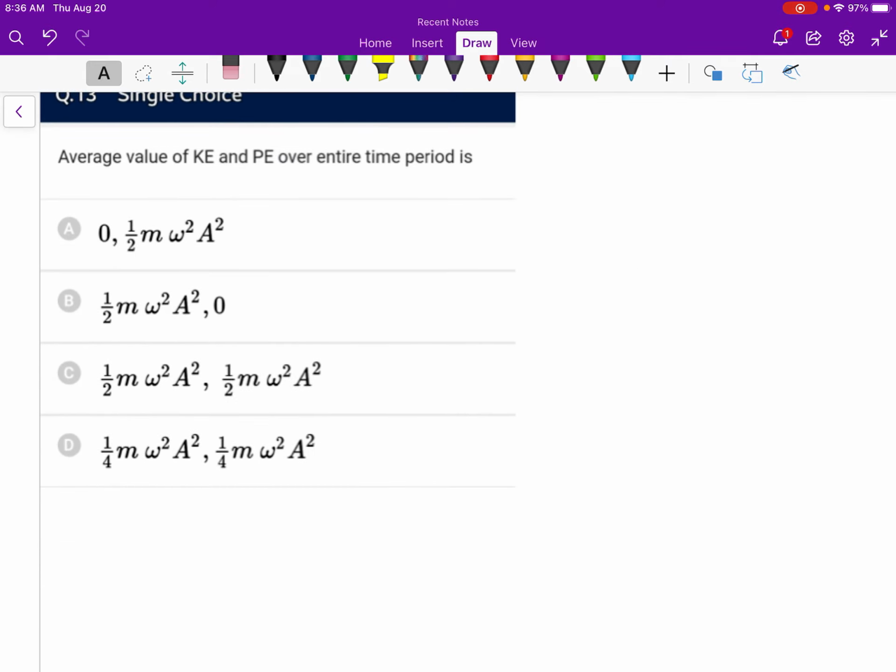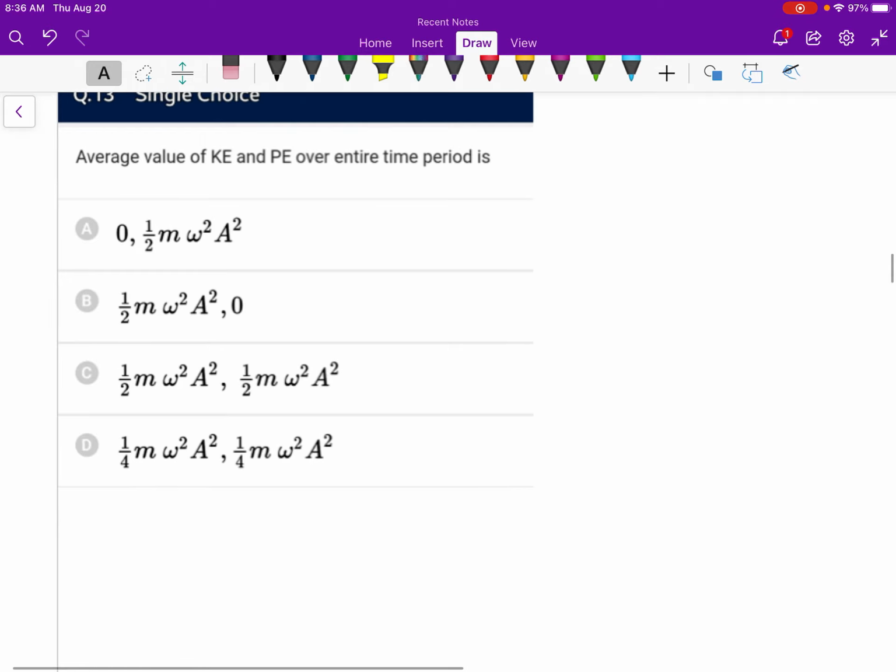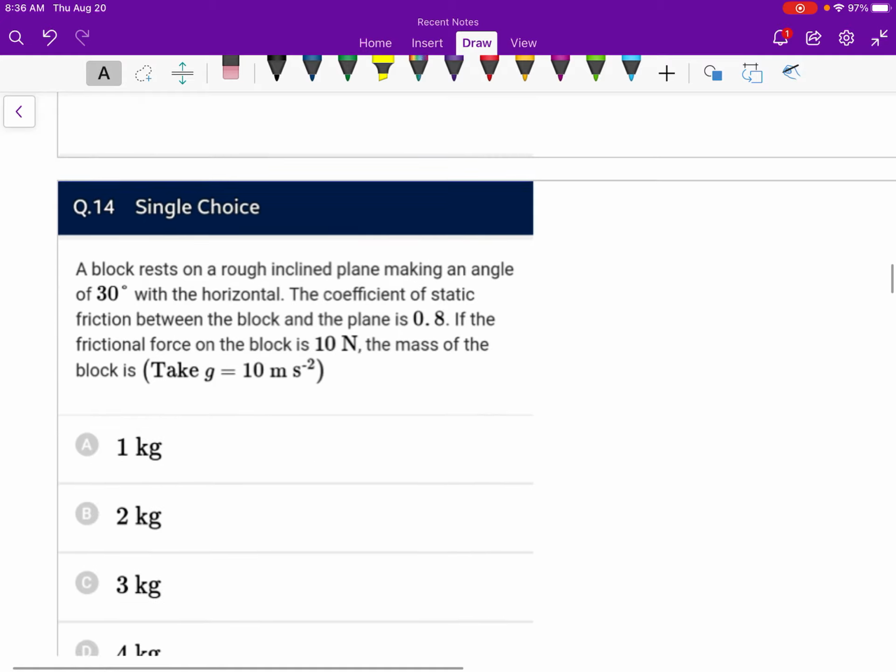Average value of KE and PE over entire time period is half of the total energy. So that is 1 by 4 m omega square A square.